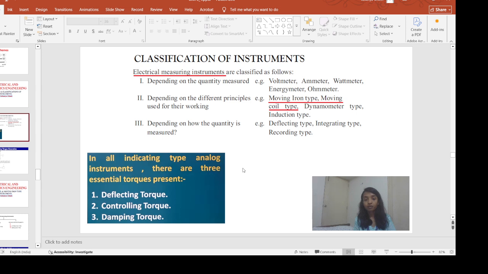But that is wrong because the pointer won't stop at that condition. It will keep on oscillating, so it will be difficult for us to take the reading. In order to obtain the steady deflection of the pointer on the scale, we have some other torque present which is called the damping torque. So in order to operate any analog instrument, we must have these three torques present.